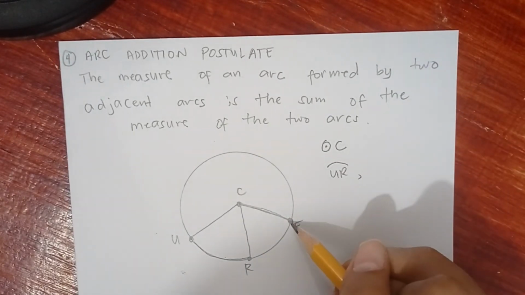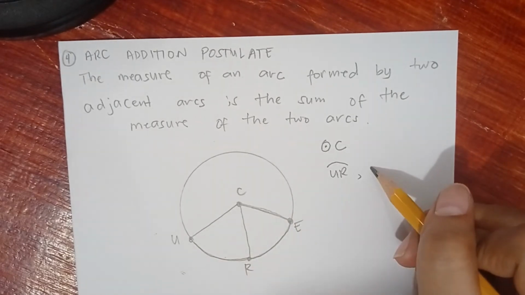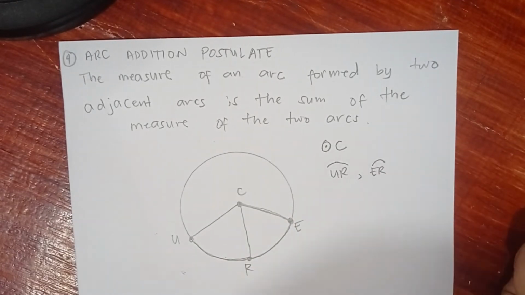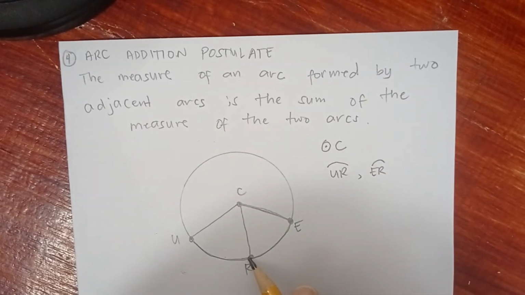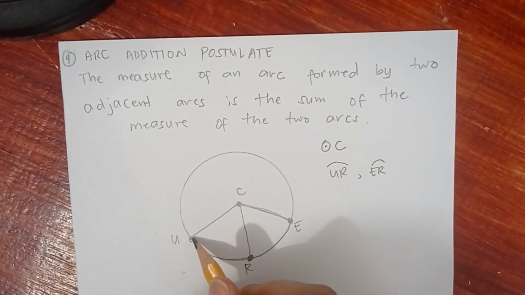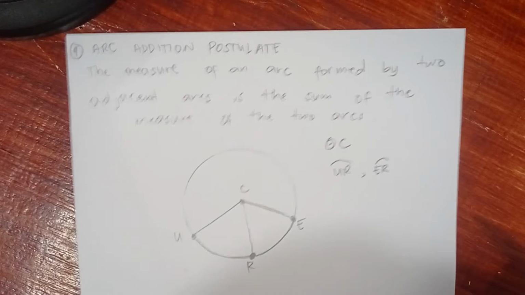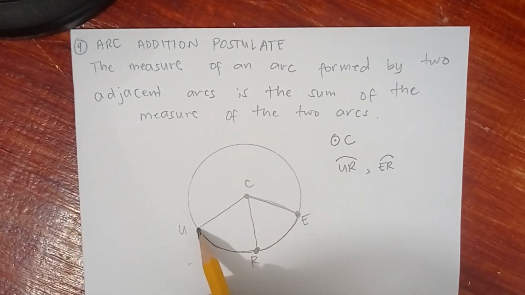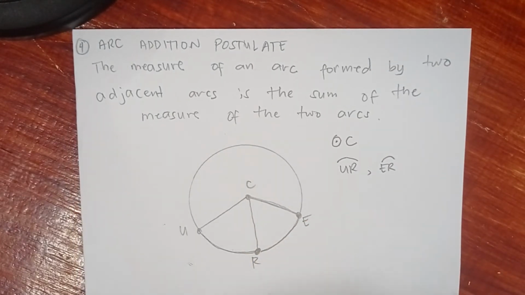and arc RE are adjacent. Okay? Bakit sila adjacent? Kasi meron silang one common point. So, kung merong isang point na namamagitan sa kanila, therefore, they are adjacent. Or simply, magkatabi sila. Okay? Ito, magkatabi sila. So, adjacent arc sila.